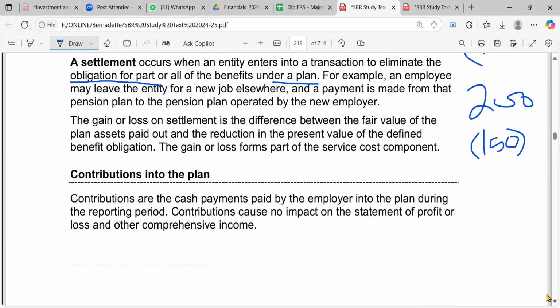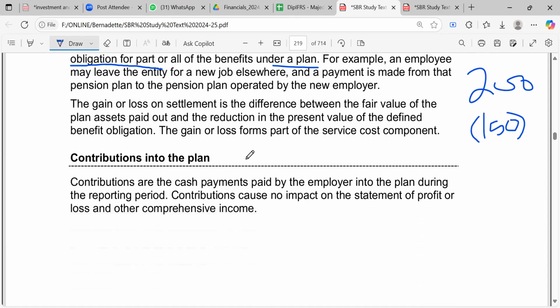So let's go on here. We have the contributions into the plan. This is not much, of course. Contribution is just what the employer would provide to the pension plan, and usually we have them in the form of cash. That's why even when we prepare the statement of cash flow, you should be having contributions into the plan. Contributions are the cash payments paid by the employer into the plan during the reporting period, right?